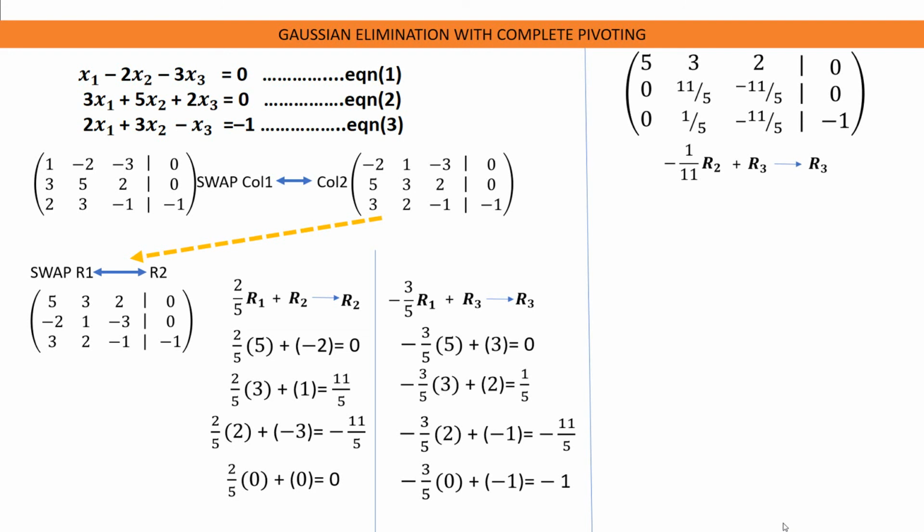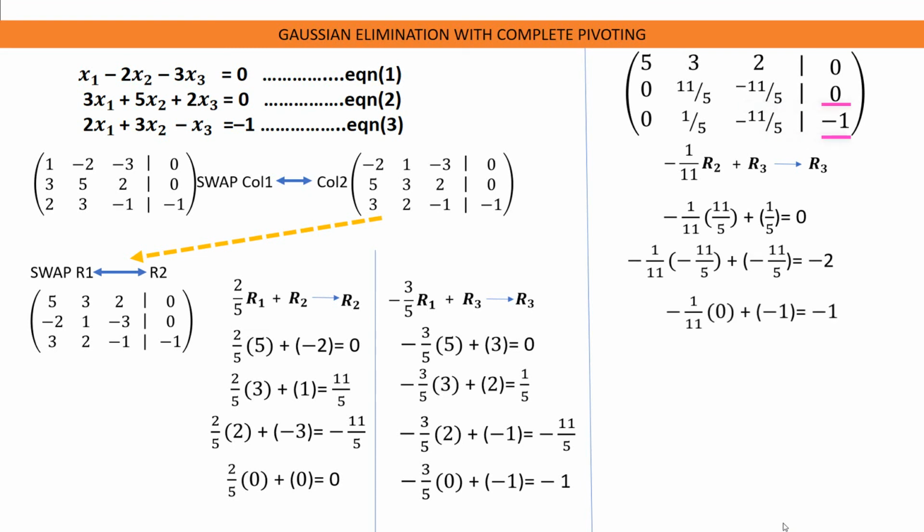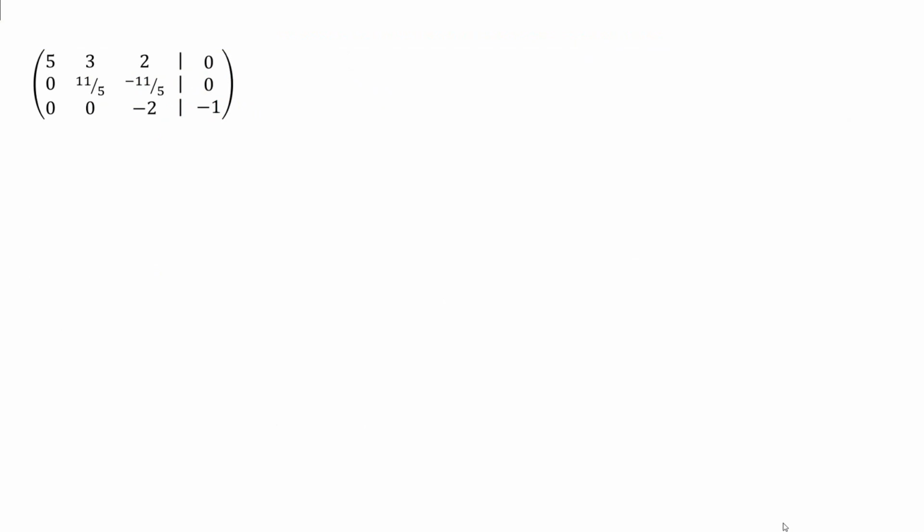We can put in the corresponding values of R2 and R3 into the relation. 11 over 5 and 1 over 5 will give us 0. Negative 11 over 5 and negative 11 over 5 will give us negative 2. 0 and negative 1 will give us negative 1. So the matrix after reducing the second column to 0 is this matrix over here.